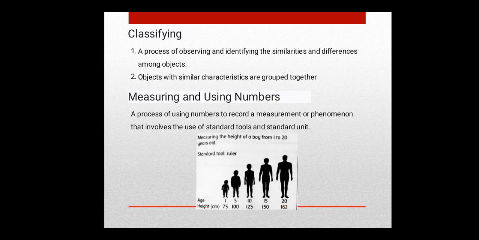Okay, now that is an example of measuring and using numbers. We measure the height of a boy from the age of 1 until 20 years old. As we can see, his height increases from 75 cm until 162 cm when he is reaching 20 years old. The standard tool that we can use for measuring the height is a ruler, for example.